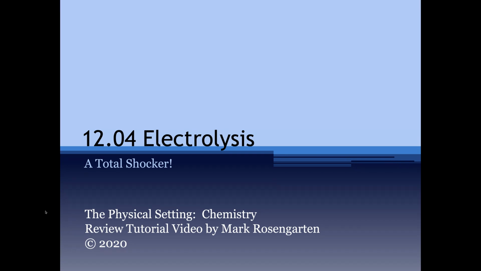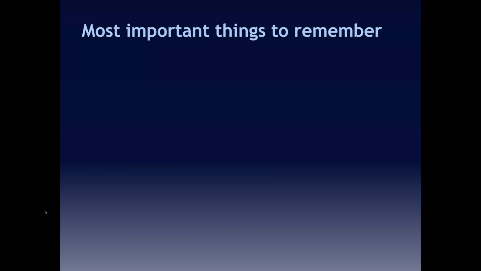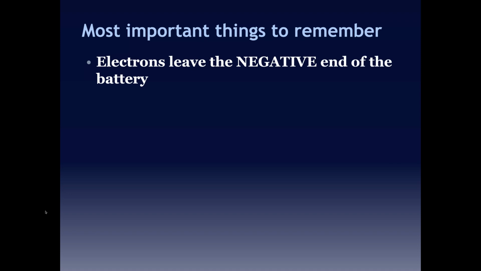So let's get started. The most important things to remember that will carry through this whole process is electrons leave the negative end of the battery. Always. Remember, you start at the anode, electrons are lost there, and the anode is the negative end of the battery. So electrons always leave the negative end of your source of direct current.